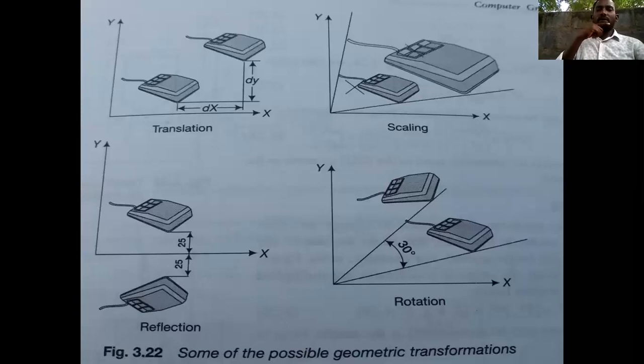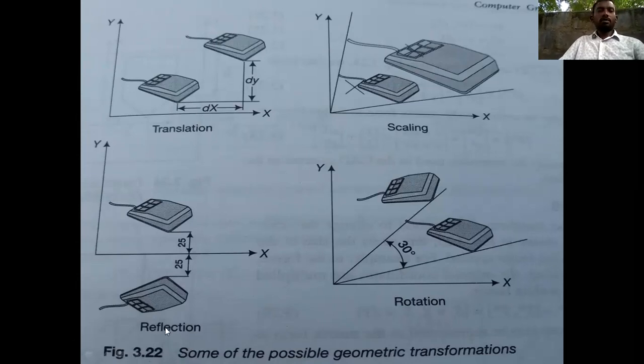See here in this figure, it is the best example of the scaling. It is a translation, it is a scaling, it is a reflection, it is a rotation. Translation is moving from one direction to another, from x direction onwards to y direction. Scaling is nothing but zooming. Here the initial object is like this, the final object is like this. The size is increased. So this is scaling, also called zooming.